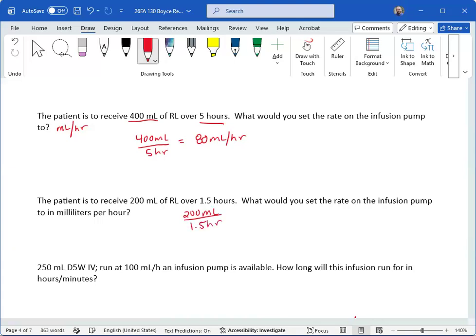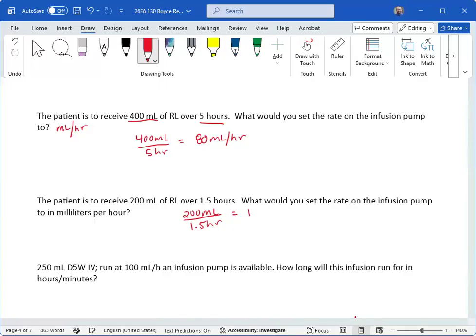But I'm just going to take the 200 milliliters divided by 1.5 hours. So 200 divided by 1.5, and now this is where I'm going to get something with repeating numbers.